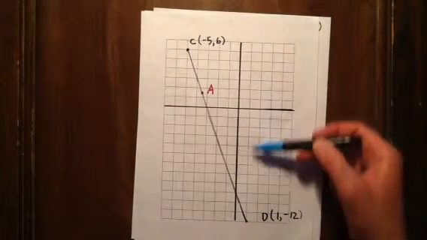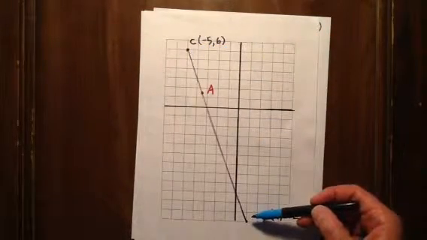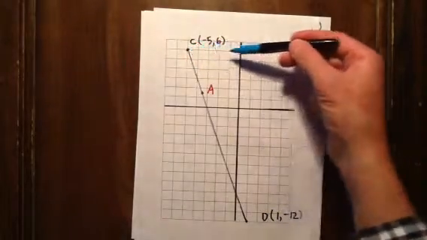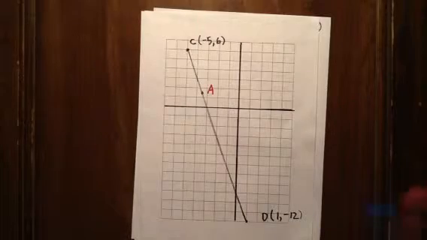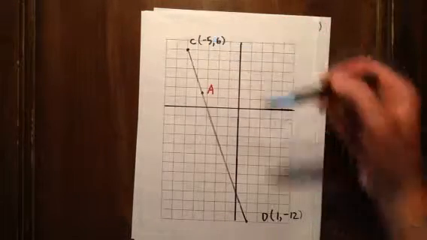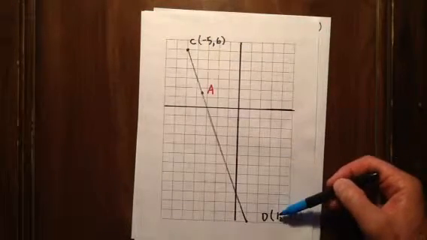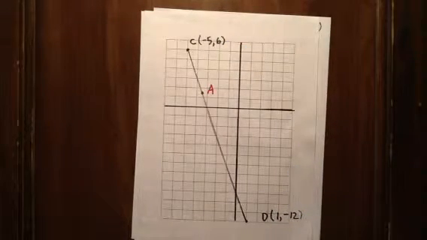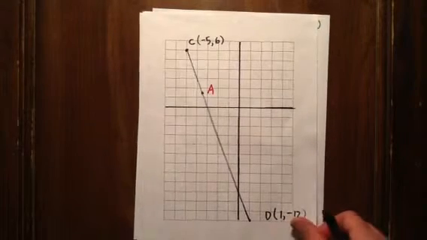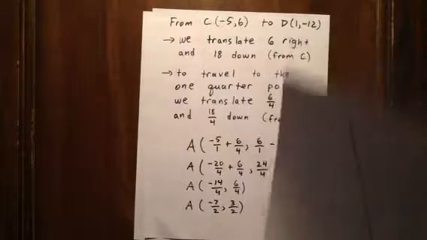Well, in order to go from C to D, we see that we have to go right 6 down 18. Okay, if we were to count these squares, it would be right 6 down 18. We would also get that by seeing that negative 5 plus 6 is 1, x-coordinates, and 6 minus 18 is negative 12, y-coordinates. We don't actually have to draw the diagram to come up with those numbers. Well, we only want to do 1/4 of that.